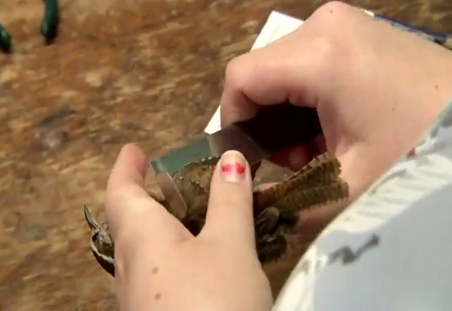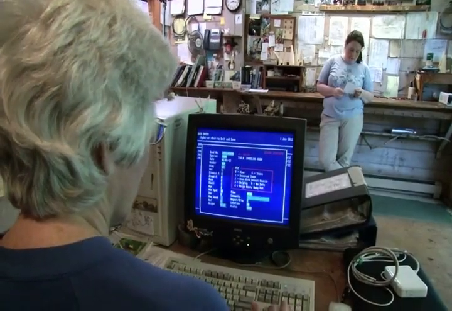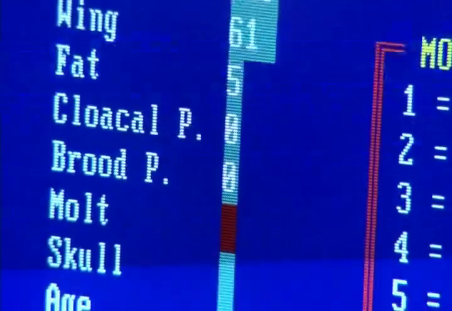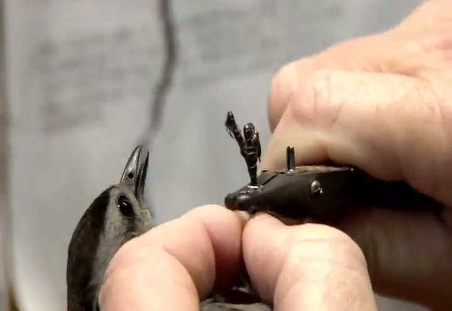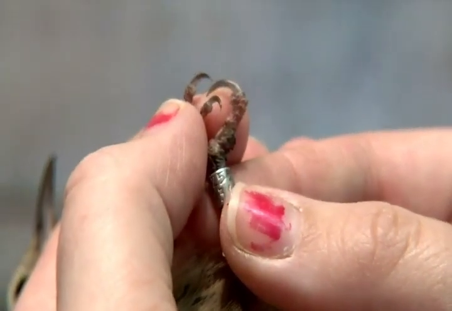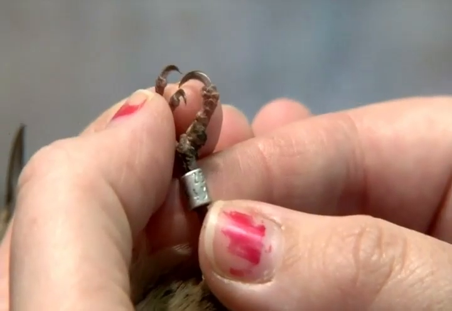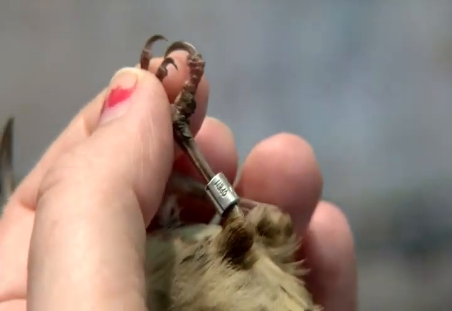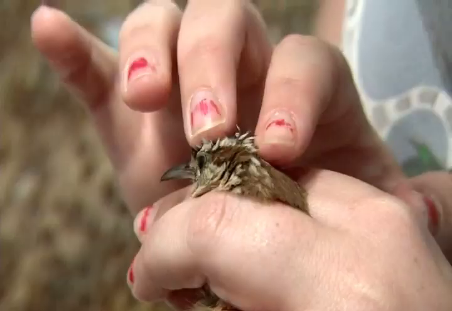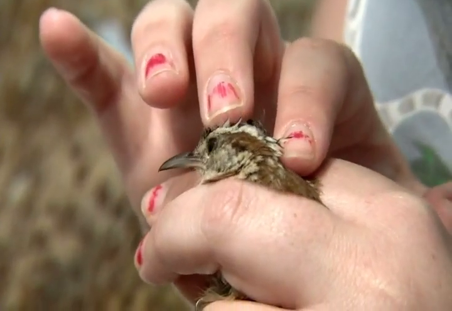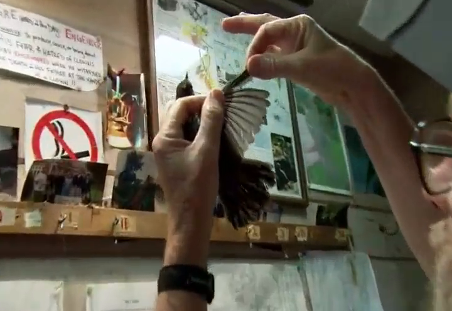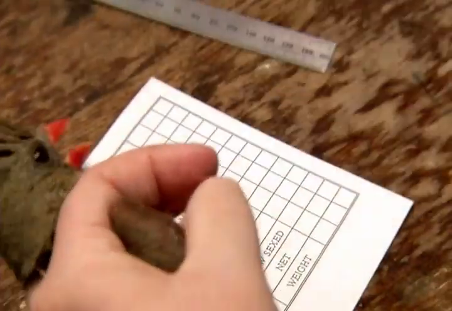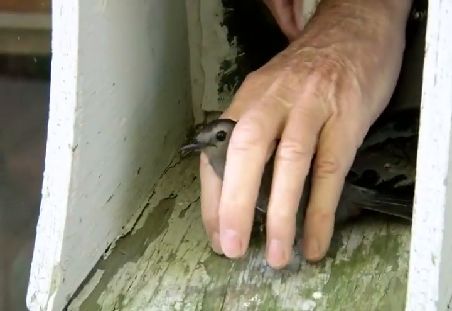Wing is 61, fat 5, 0 CP, 0 BP, 4 molt, 3 skull. Each bird also gets banded. A little anklet that contains identifying info is placed on its leg. So anyone who catches this bird again, whether at Manomet or as far away as South America or the Arctic, can learn more about where it's traveled. Over the decades, the scientists have banded thousands and thousands of birds and collected tons of data points before sending them back on their way. Catbird, off you go.